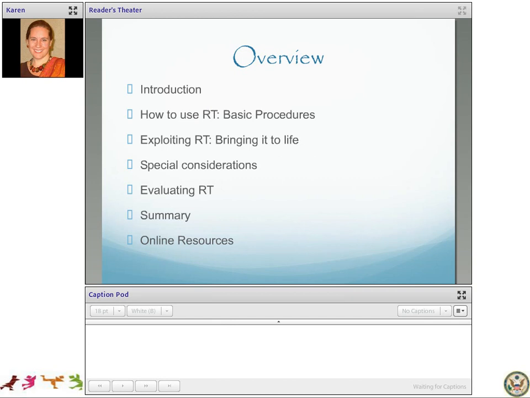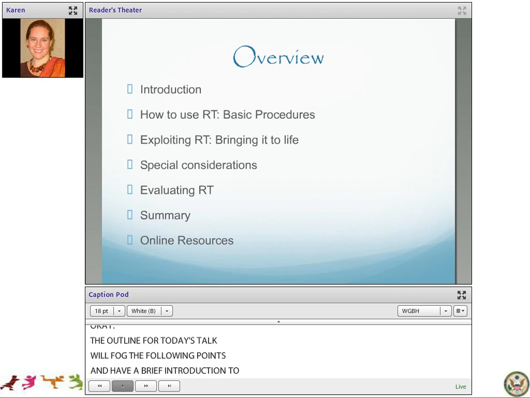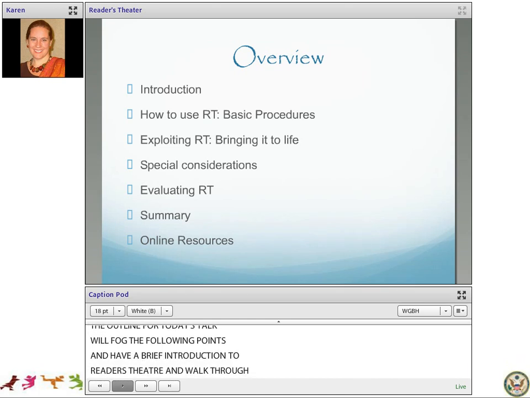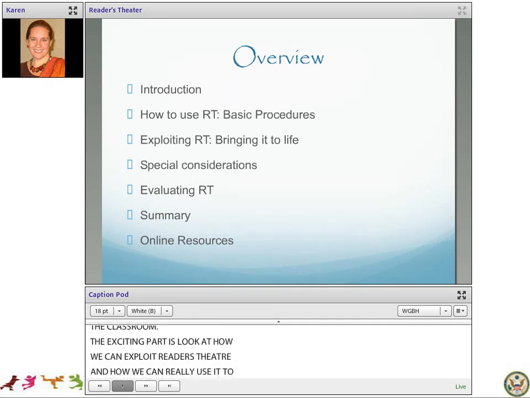So the outline for today's talk will follow the following points. We'll have a brief introduction to Reader's Theater and find out what it is. And then I'll walk you through some basic procedures for how to use Reader's Theater in the English as a Foreign Language classroom. The exciting part, I think, of this presentation will be looking at how we can exploit Reader's Theater, meaning how we can really use it to bring it to life in terms of vocabulary development and pronunciation in particular. We'll look at some special considerations.